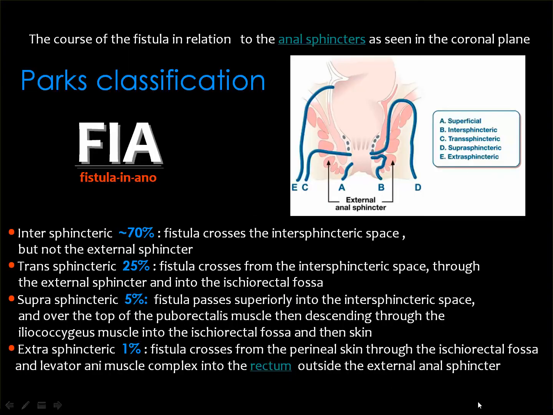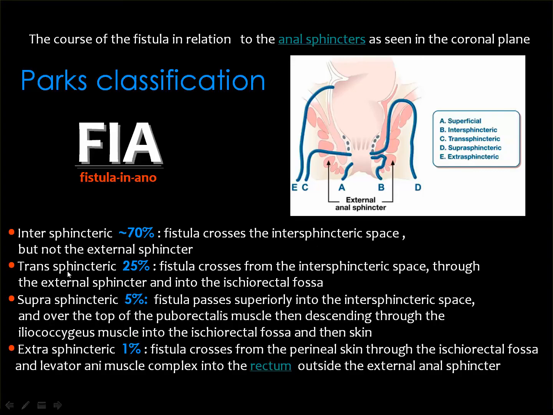Then this is the most accepted classification of the anal fistula, which is known as Parks classification, where you have 4 types of the fistulae. The most common one is the fistula going between the sphincters, between the internal sphincter and the external sphincter, and this is what is known as intersphincteric, which is the most common, about 70% of the fistulae.